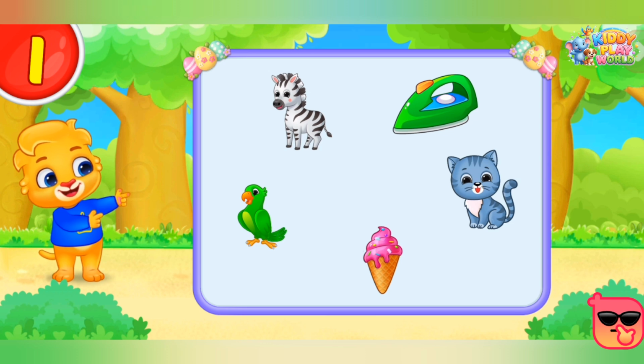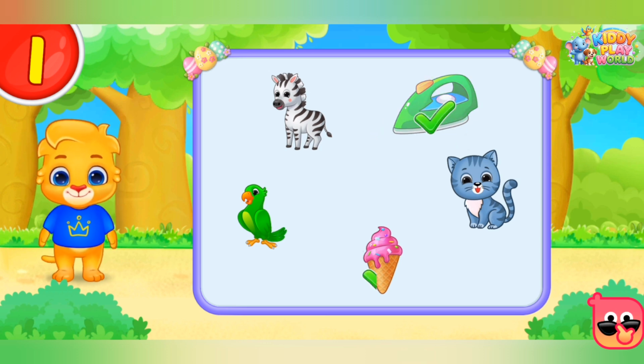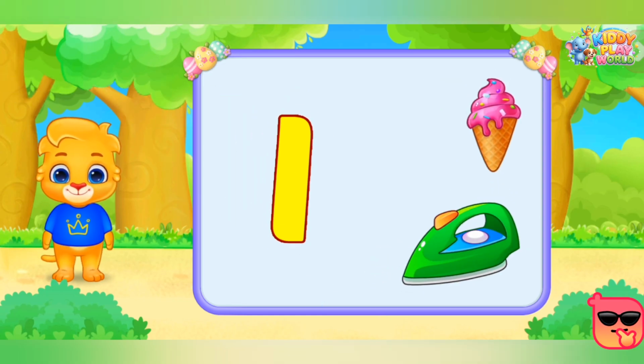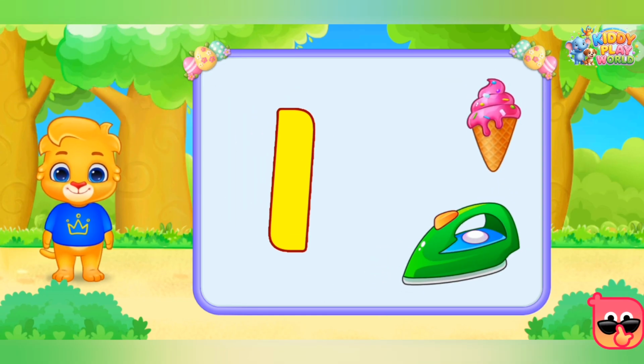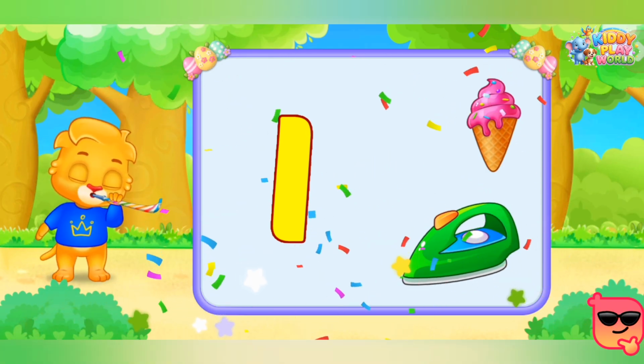Starts with letter I. Woo! I is for ice cream. I is for iron. Well done.